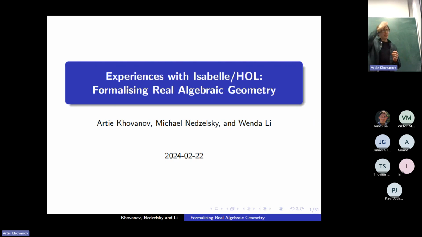So we're going to be talking about a project we've been doing over the last year-ish, well, a bit longer, for Wenda, I guess, formalizing some material in real algebraic geometry and our experience of using the Isabelle HOL theorem prover, proof assistant, to do this, and what we found easier, what we found harder, and what worked.